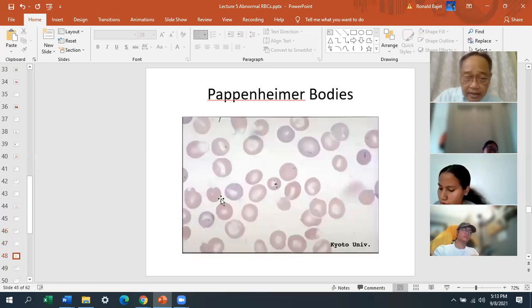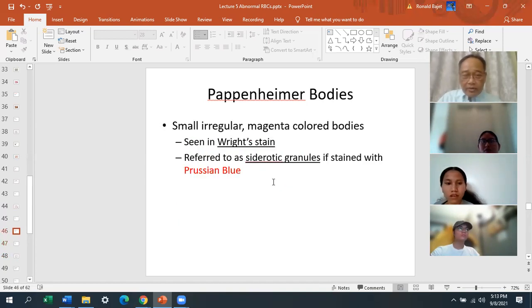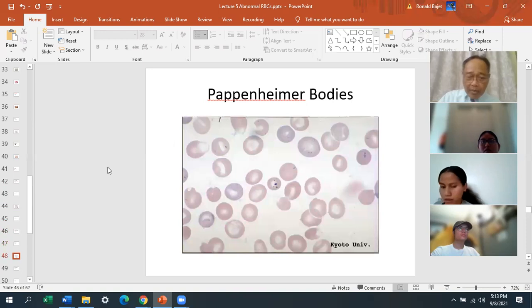And it looks like this. These are granules that are near the periphery of the red blood cell. These are Pappenheimer bodies consisting of iron. If you use the Prussian blue stain, it's siderotic granules. Otherwise, it's known as Pappenheimer bodies on the Wright stain.